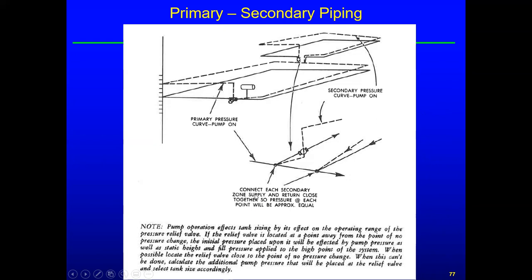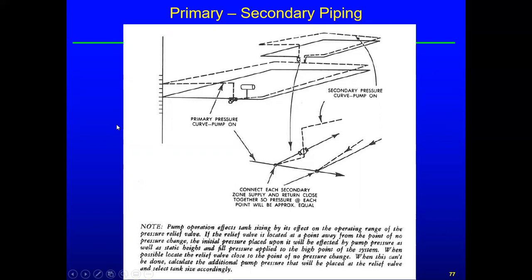Let's see. So each secondary. Okay, that's pretty much what I said there, and we talked about that. Let's look and see what the caption says here. Pump operation affects tank sizing by its effect on the operating range of the pressure relief valve.